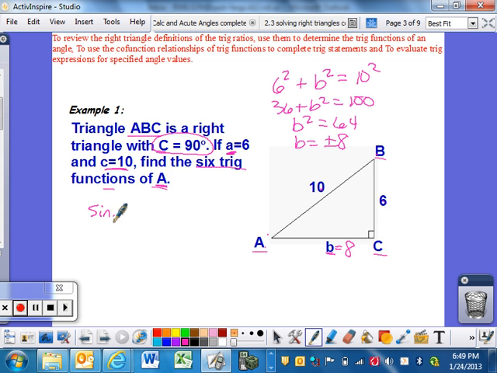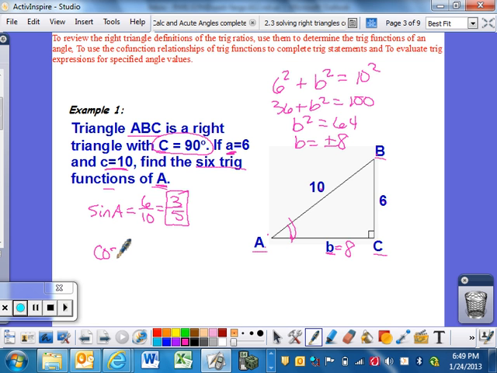So sine of angle A, opposite. I'm looking at this angle right here. Opposite of A is 6 over 10. But that reduces to 3/5. In trigonometry, you always want to reduce. No ifs, ands, or buts about that.